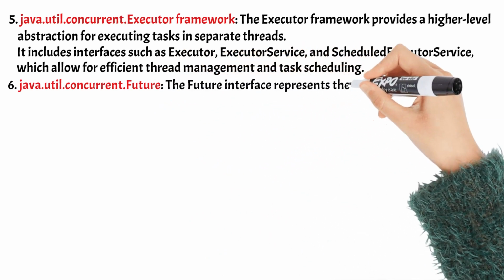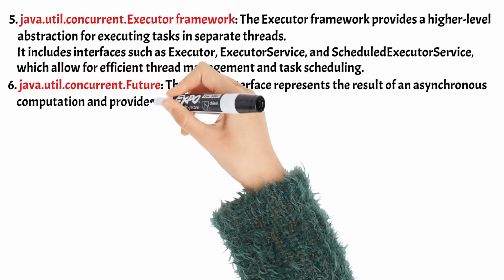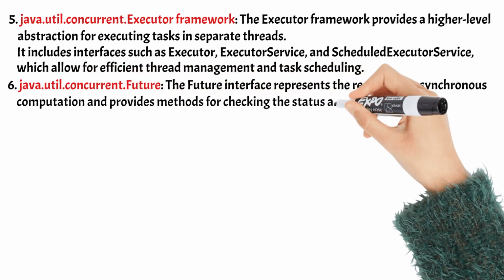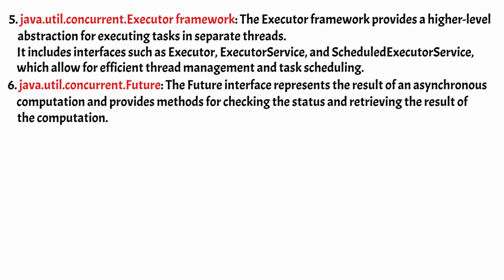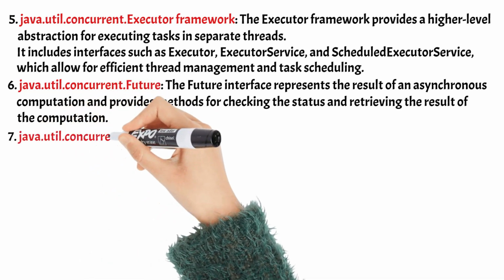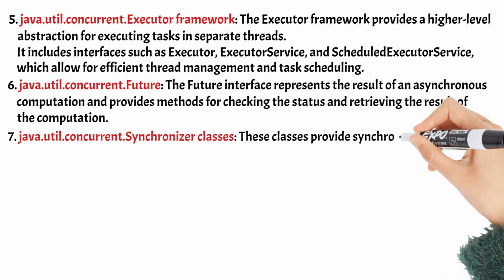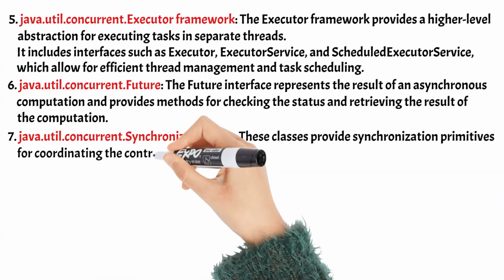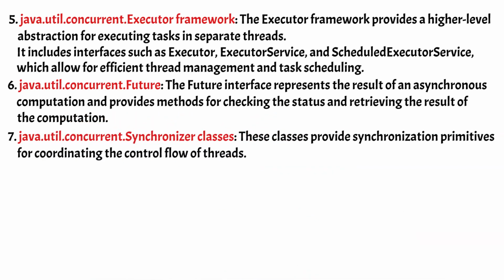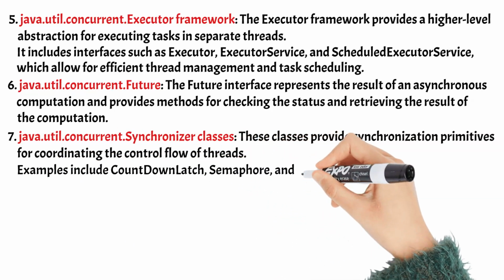6. java.util.concurrent.Future: the Future interface represents the result of an asynchronous computation and provides methods for checking the status and retrieving the result of the computation. 7. java.util.concurrent synchronizer classes. These classes provide synchronization primitives for coordinating the control flow of threads. Examples include CountDownLatch, Semaphore, and CyclicBarrier.